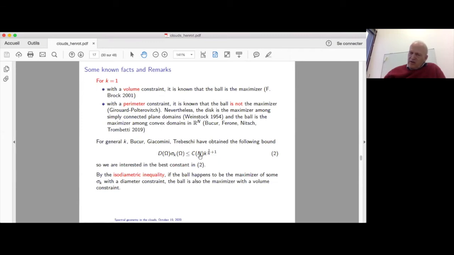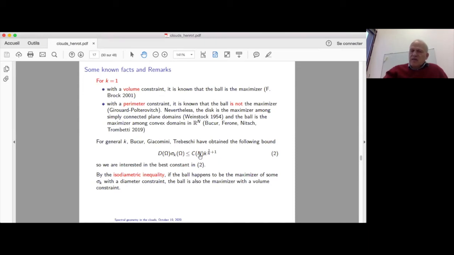For the Dirichlet eigenvalues, we were dealing with a minimization problem. And so we have seen that the Faber-Krahn inequality plus the isoperimetric inequality implies that the ball is the minimizer of lambda 1, because the isoperimetric inequality goes in the good sense, and you get the result just by comparing balls of the same perimeter, balls of the same volume, and the Faber-Krahn inequality.